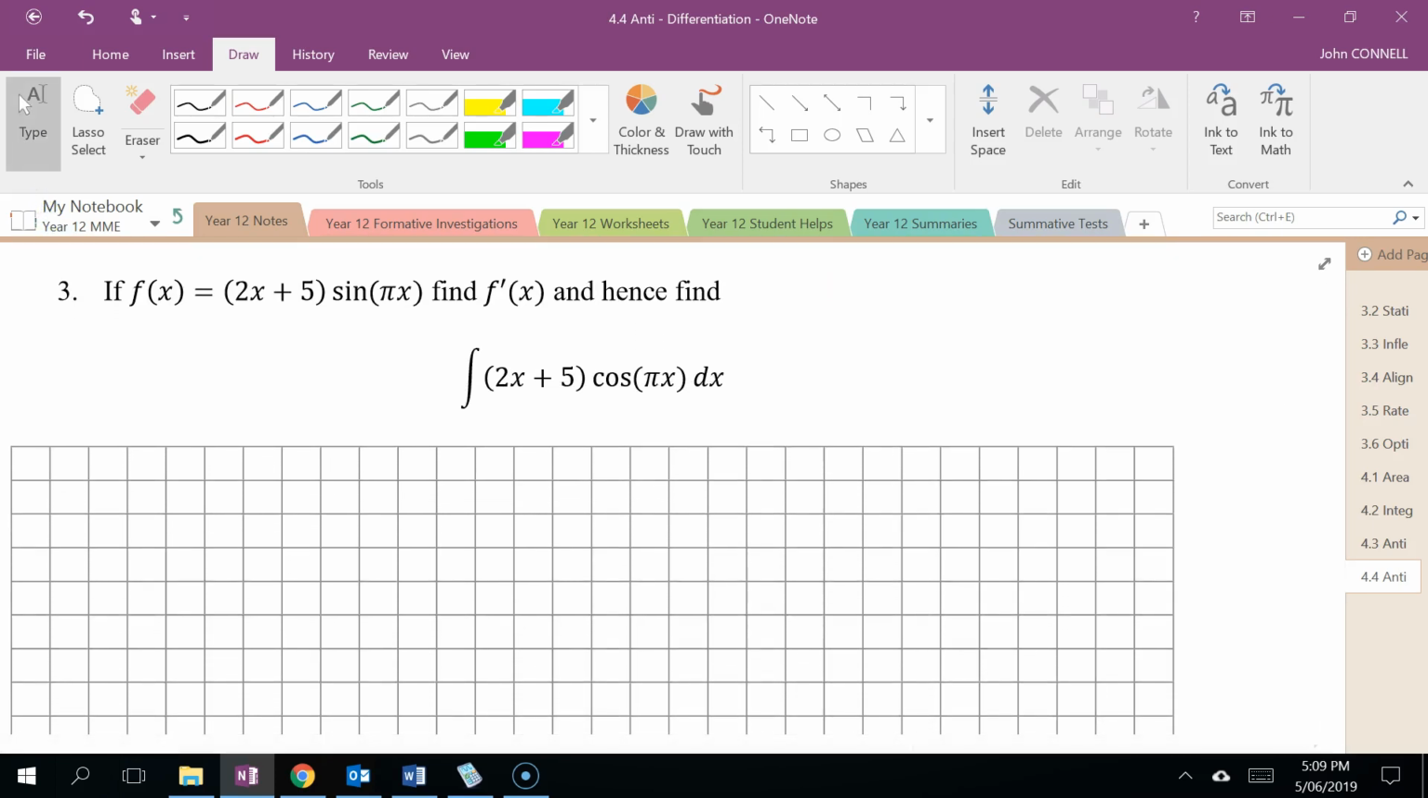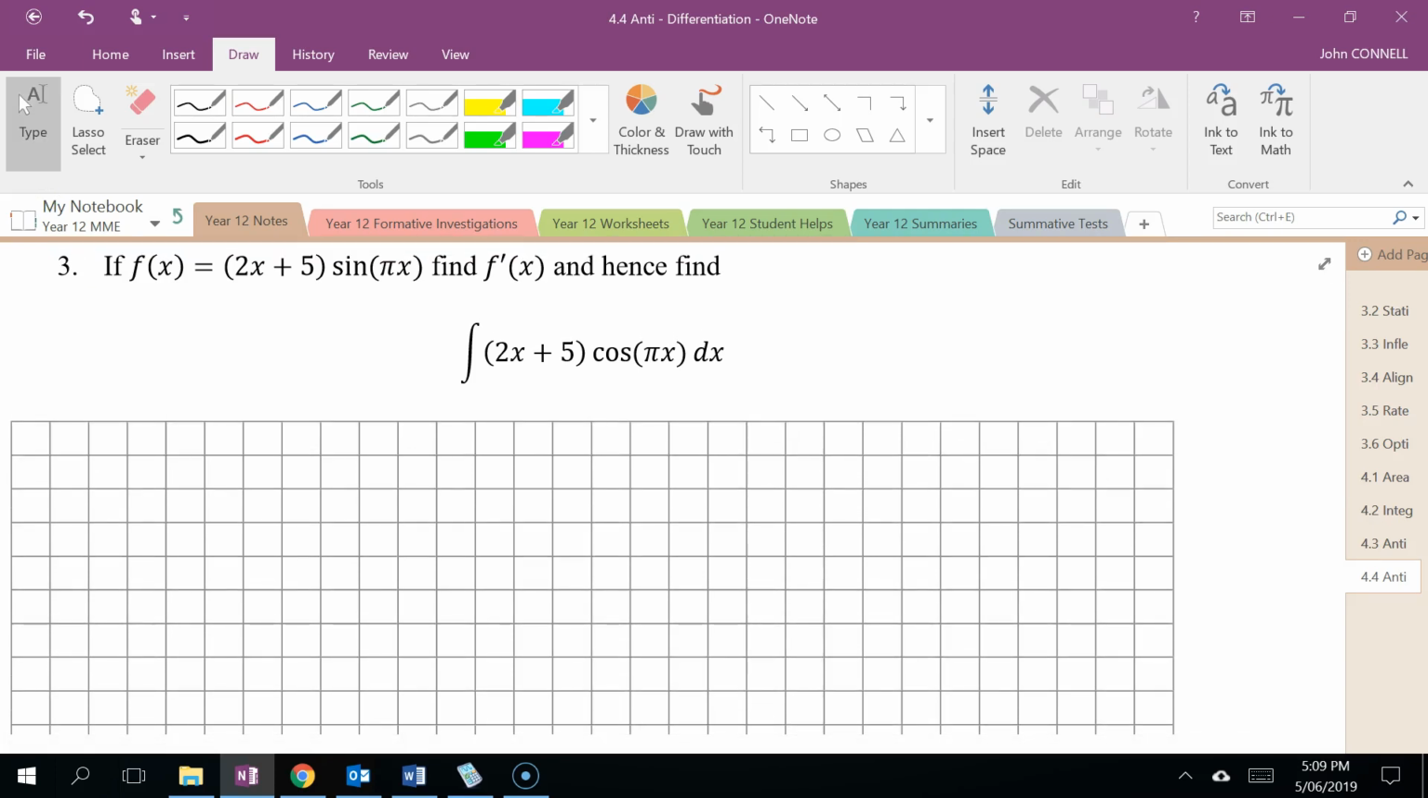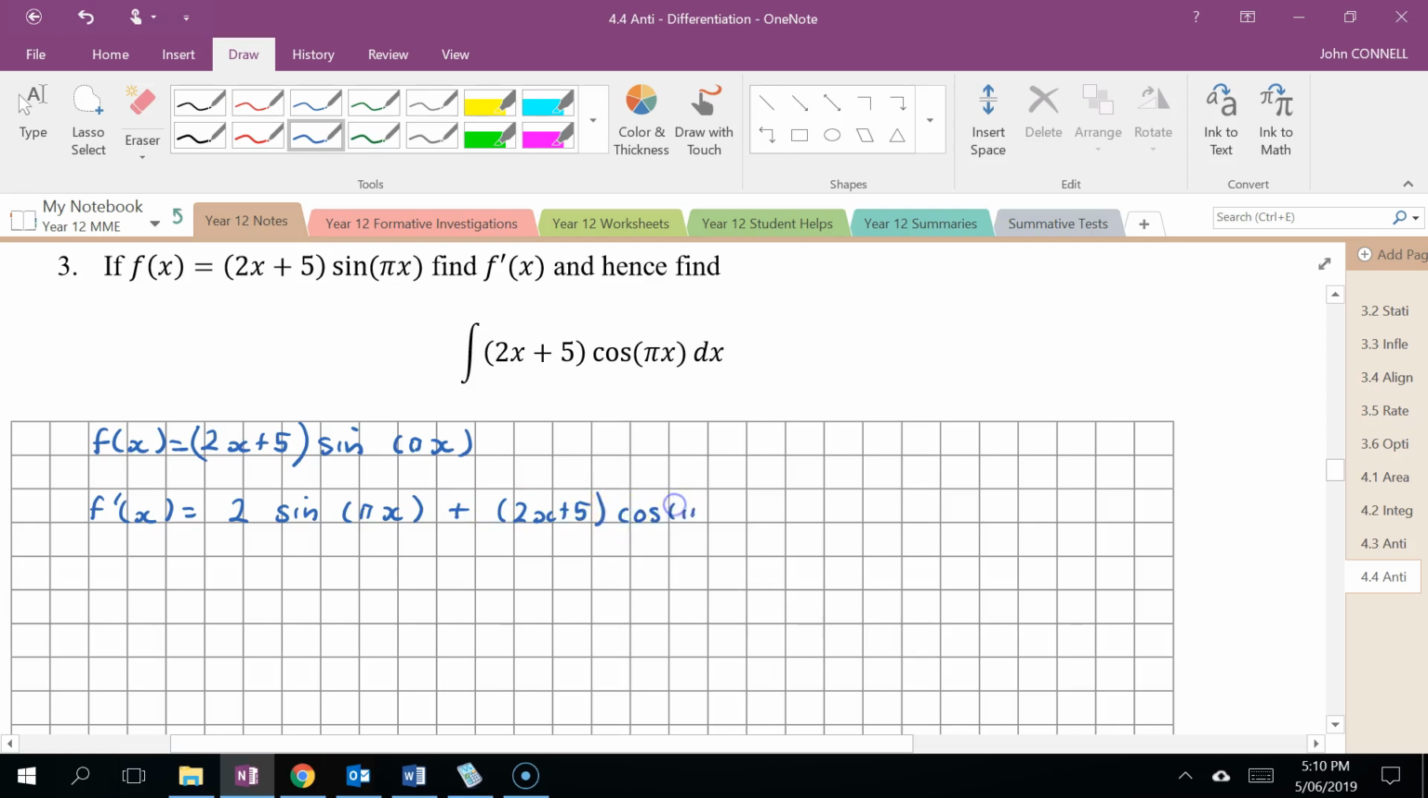Okay, in our third example, we've got f of x equals 2x plus 5 sine pi x. Okay, so my derivative, well, we're going to use the product rule here. So it's the derivative of 2x plus 5, which is just 2, times sine pi x, plus the first function, which is 2x plus 5, times by the derivative of sine pi x, which is cos pi x, times by pi.